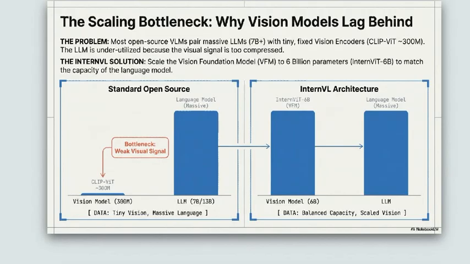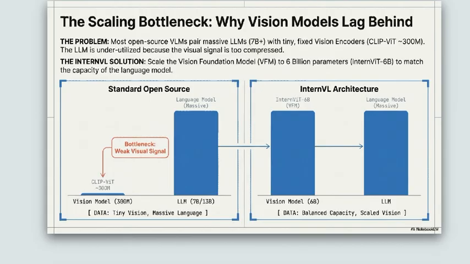Right, I was looking at the parameter counts in the source. You'd have these massive language models, the brains, with 7 billion, 13 billion, even 70 billion parameters, but the eyes, the vision encoders, were tiny. Exactly. Most were relying on standard CLIP models, which are maybe 300 million parameters. That's a huge mismatch. It's like hooking up a supercomputer to a webcam from 1998. That is a perfect analogy.